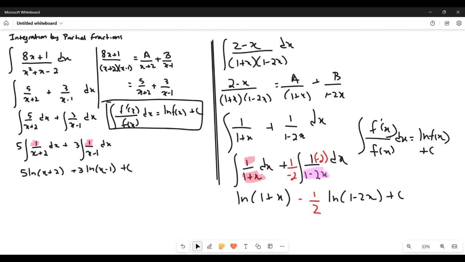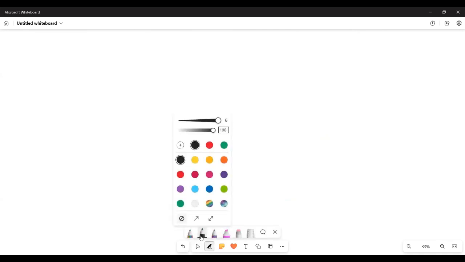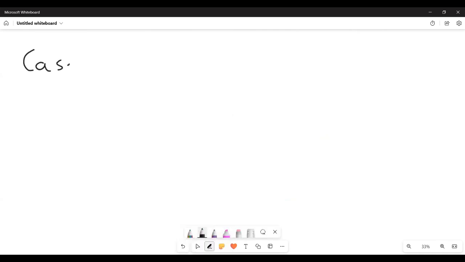Next case is case 6, which is called integration as reverse of derivation.